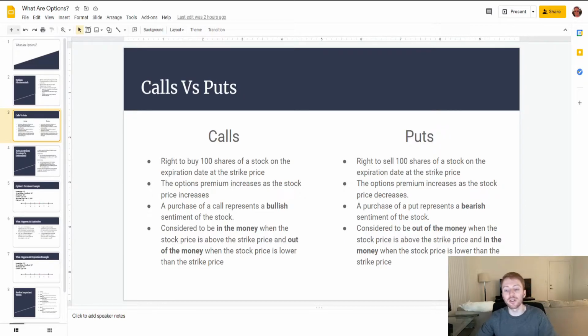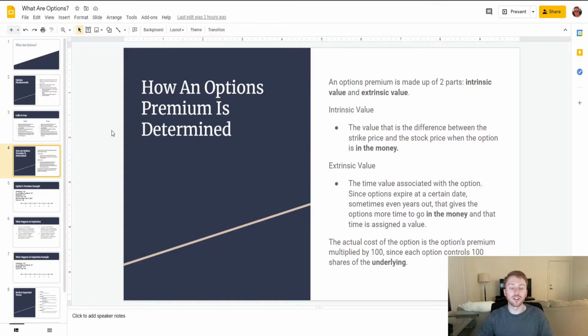So you're betting on the stock going down. A put is considered out of the money when the stock price is above the strike price, and in the money when the stock price is lower than the strike price. And we'll get into why all that happens, and I've got an example coming for what all that looks like in the real world. So now let's get into option premium and how that is actually determined.